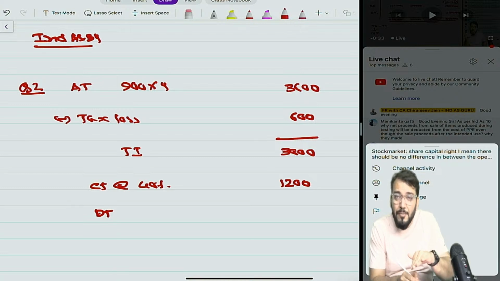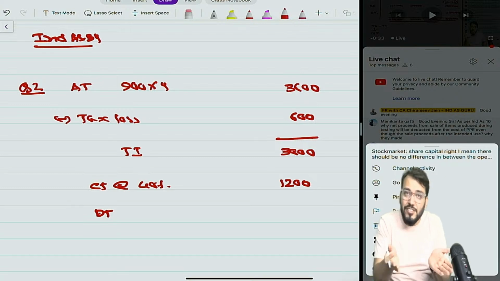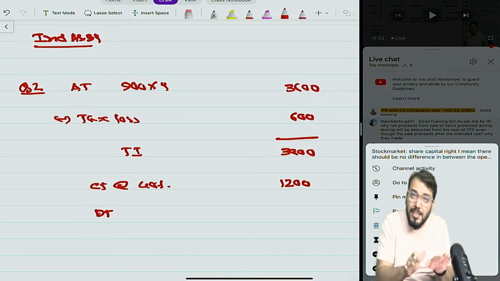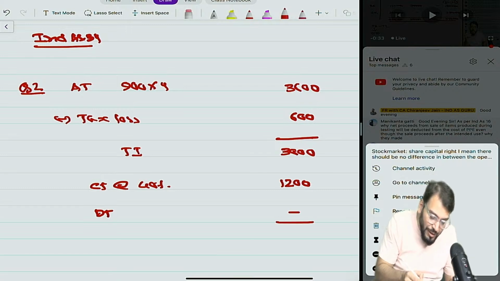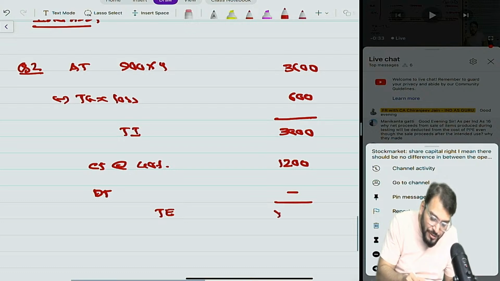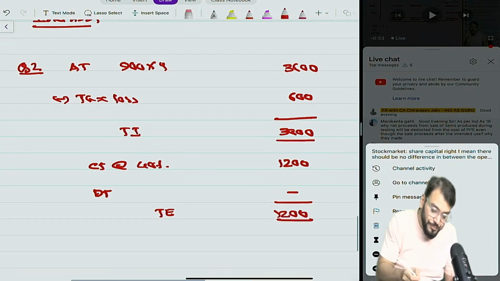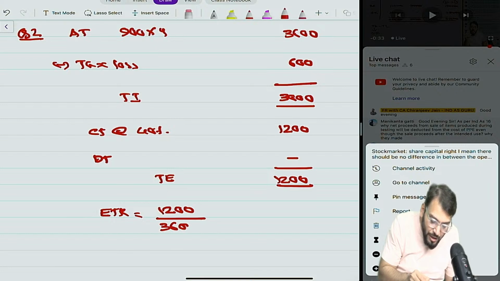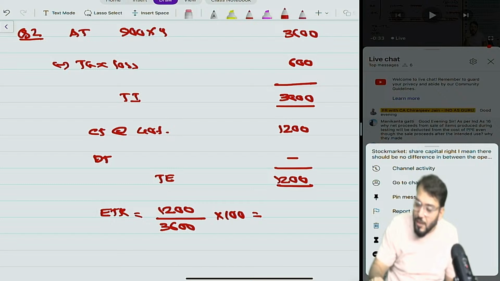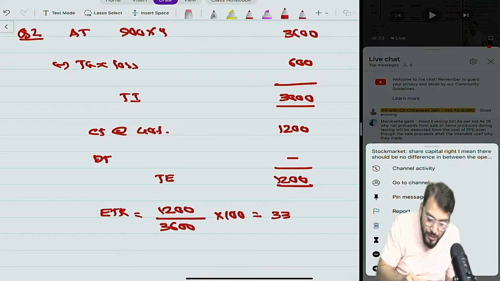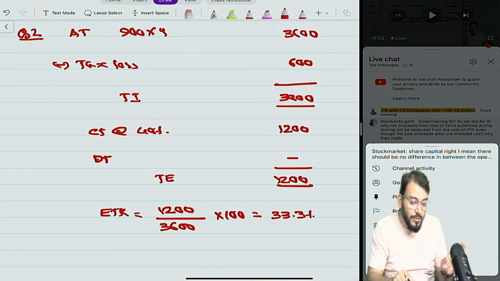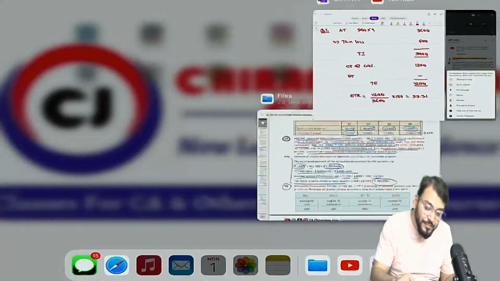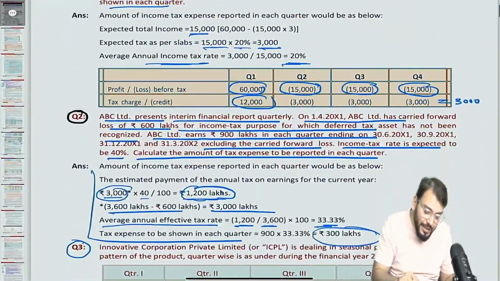Now deferred tax: last year DTA was not created, so this year deferred tax asset will not be reversed, and there is no taxable or deductible temporary difference given in the question. So deferred tax will be nil. So the total tax expense is 1200. Understood? Now the effective tax rate will be equal to 1200 divided by accounting income, that is 3600, into 100. 1200 divided by 3600 is 33.33%. This becomes the answer for this particular question when DTA was not created in the last year.